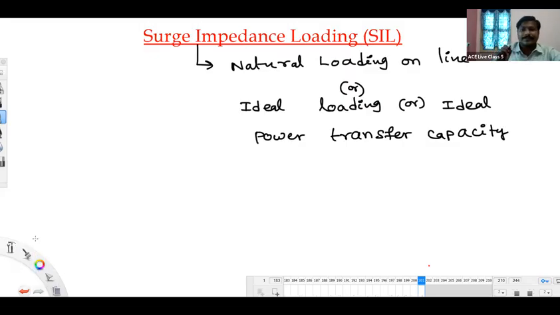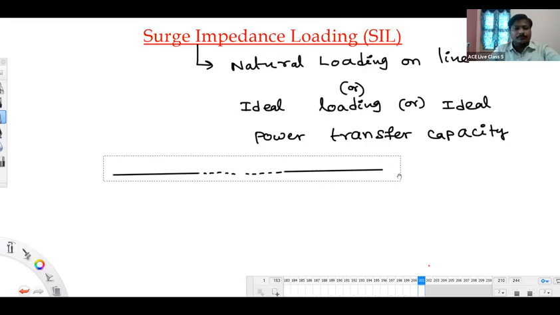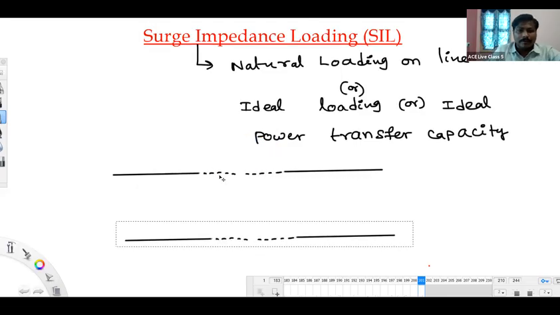Listen first. See, this is the practical transmission line we have. I'm showing two wires here. It's a forward wire, and I will show the return wire also. Forward wire and return wire.